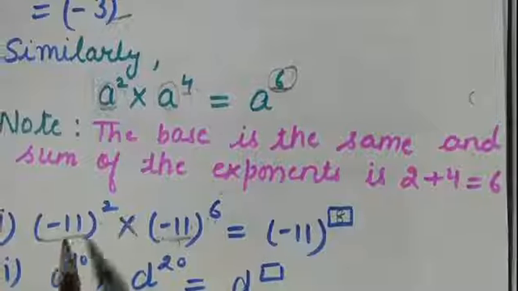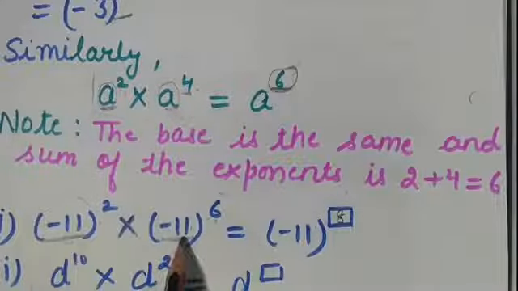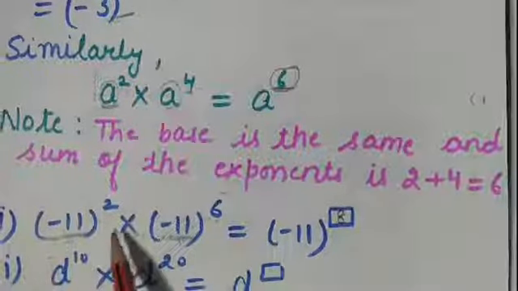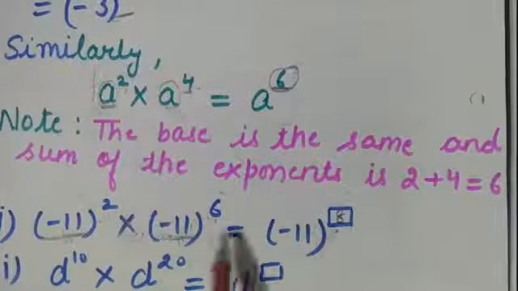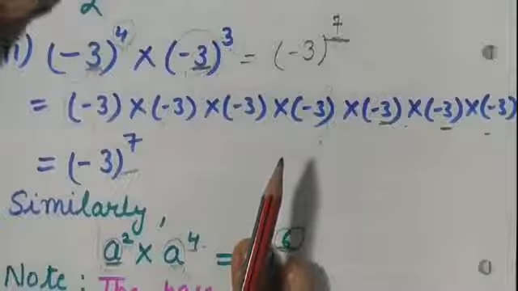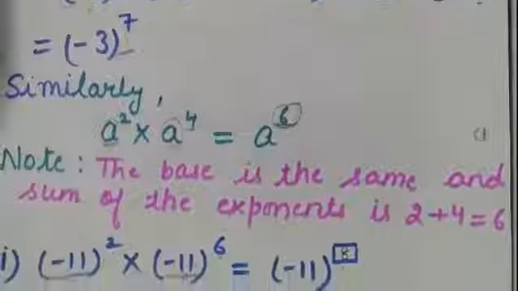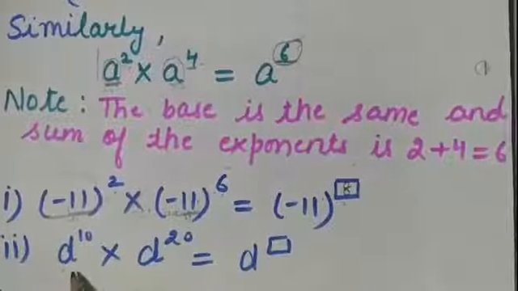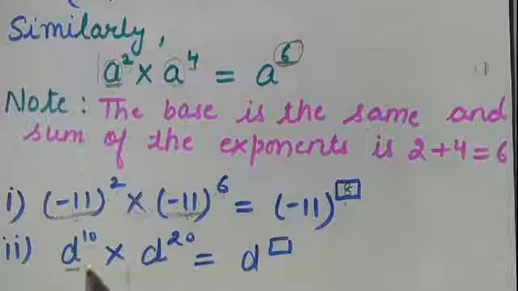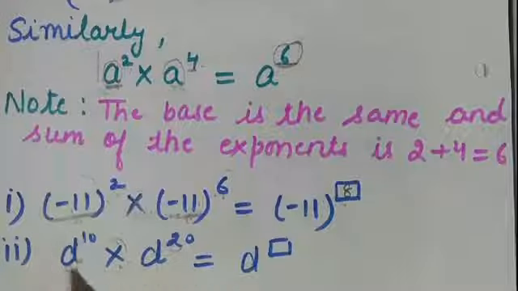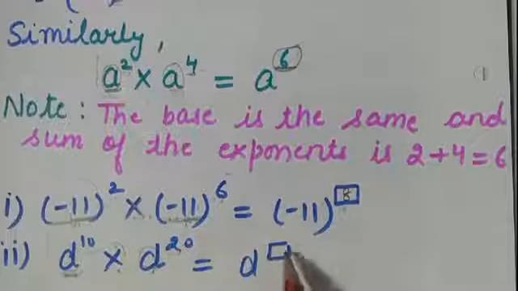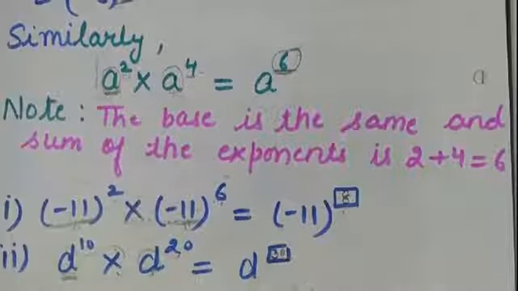This is only for the case when we are multiplying exponential numbers having the same base. The powers get added: 2 plus 6 is equal to 8. Why are these added? I have explained this with proper calculation. Let us consider one more example. D is any number, d to the power 10 into d to the power 20. In between we have a multiplication sign and here also the bases are the same. So the powers get added, so it will be 30.